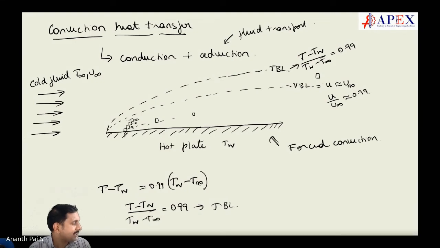An example of forced convection is when you go on a bike and the engine is getting cooled. The air is going over the bike engine, that is called forced convection, is it not? We'll go much deeper into it.